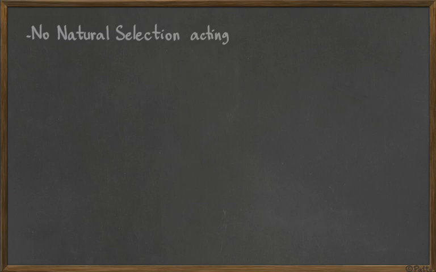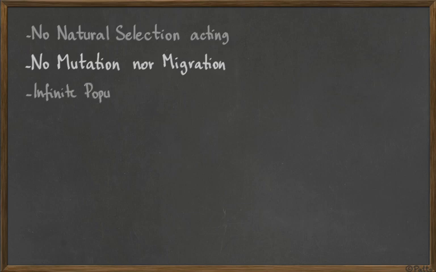One, no natural selection should be acting, so no mutation nor migration should be happening. We should have an infinite population, and we should have no sexual selection, so there should be random mating. Of course, in real populations this is not going to be possible because natural selection is going to be acting. There is going to be a certain level of mutation or migration. The populations are never infinite, and the mating might not be random.